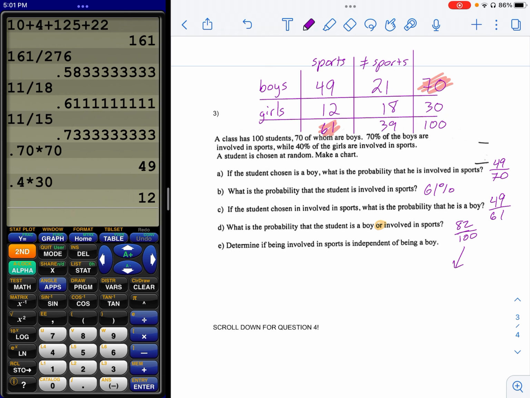The other way to do it is to say, okay, I've got 70 boys, I have 61 kids in sports. So you would go 70 out of 100 plus 61 out of 100. But if you stop there, you're at over 100. You subtract, remember, probability of A plus probability of B minus the probability of A and B. The probability of A and B is the 49. You don't want to count these people twice. These 49 people are included in the 70. They're also included in the 61. So you got to subtract 49. And you'll get the same thing. You'll get 82.